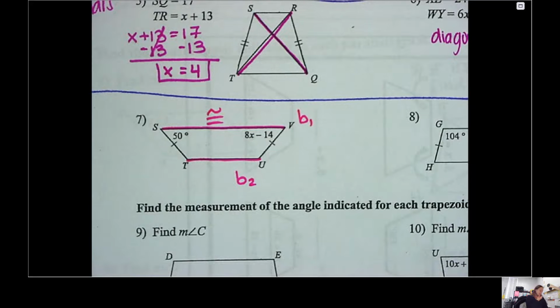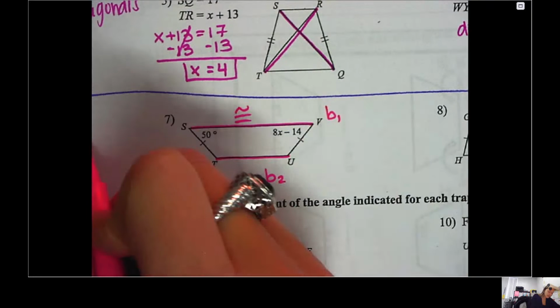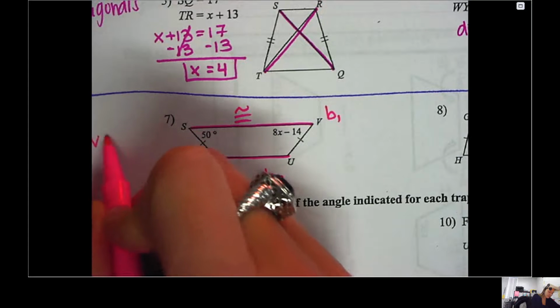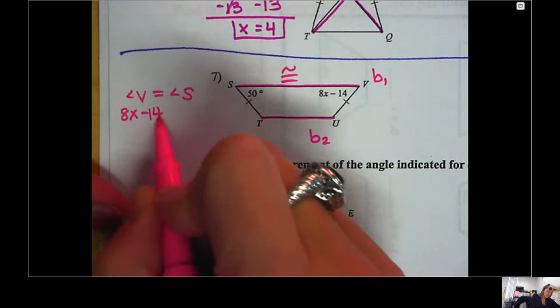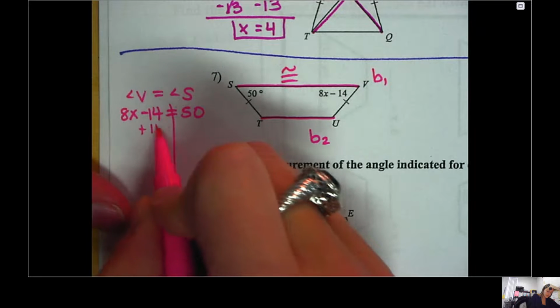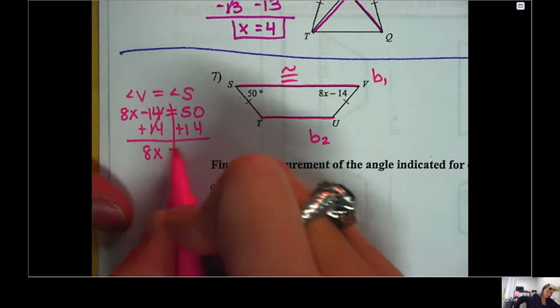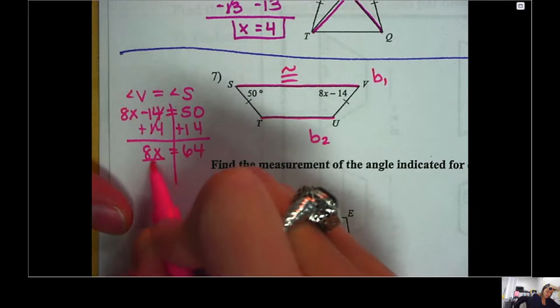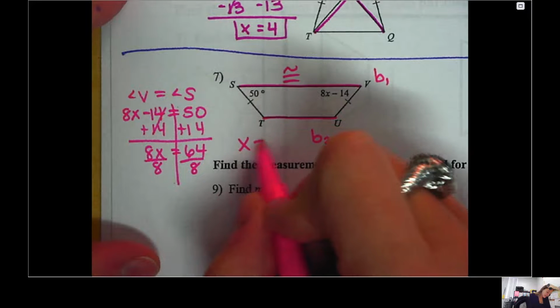Because of that, I can set them equal. So I'm just going to take angle S or angle V, whatever, and set it equal to the other angle. That's it. So 8x minus 14 equals 50. I'm going to add 14 to both sides, get my constants together. 8x equals 64, divide both sides by 8. I get x equals 8.